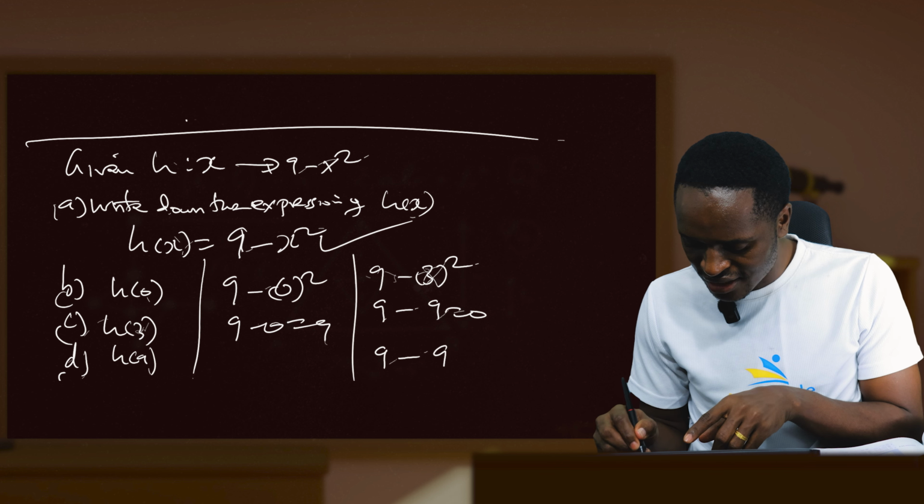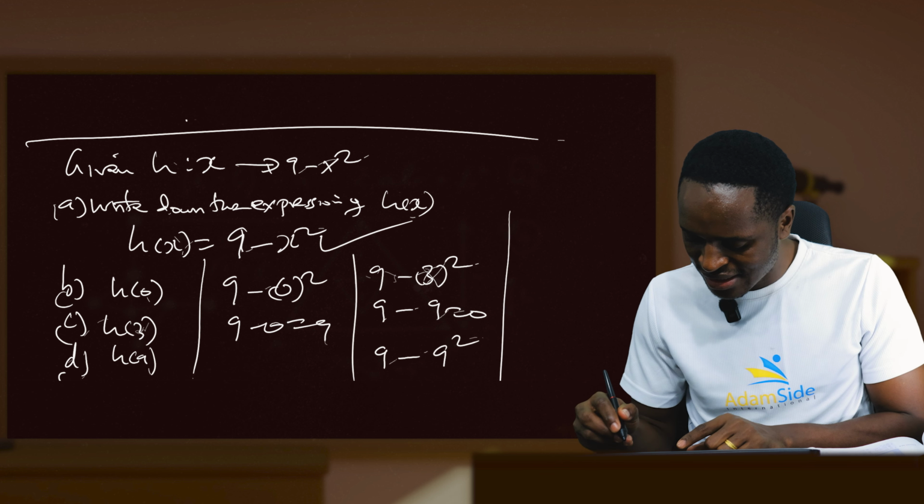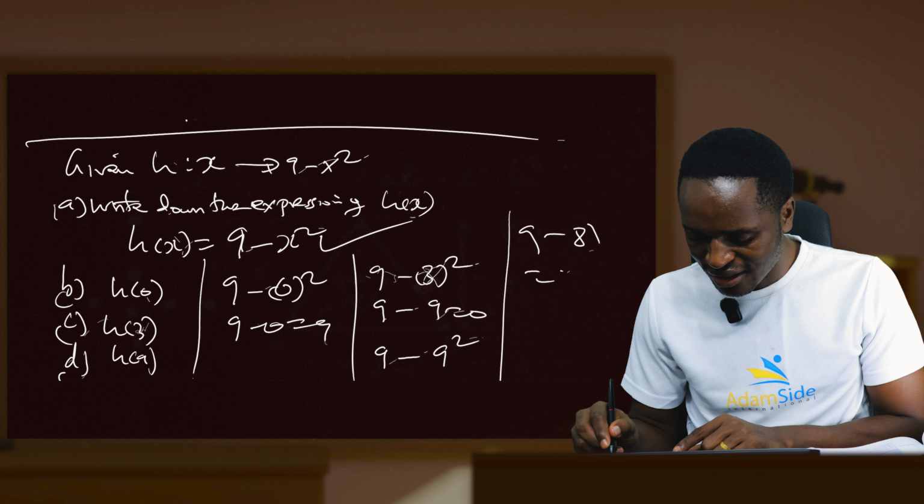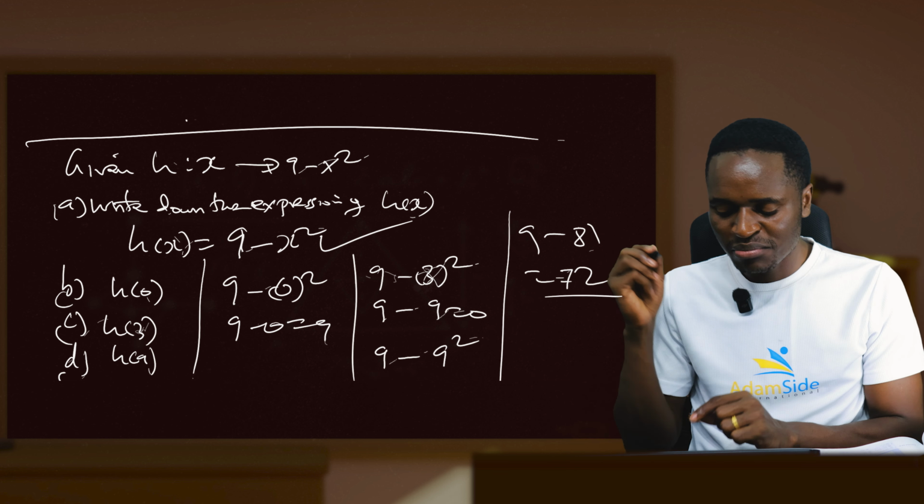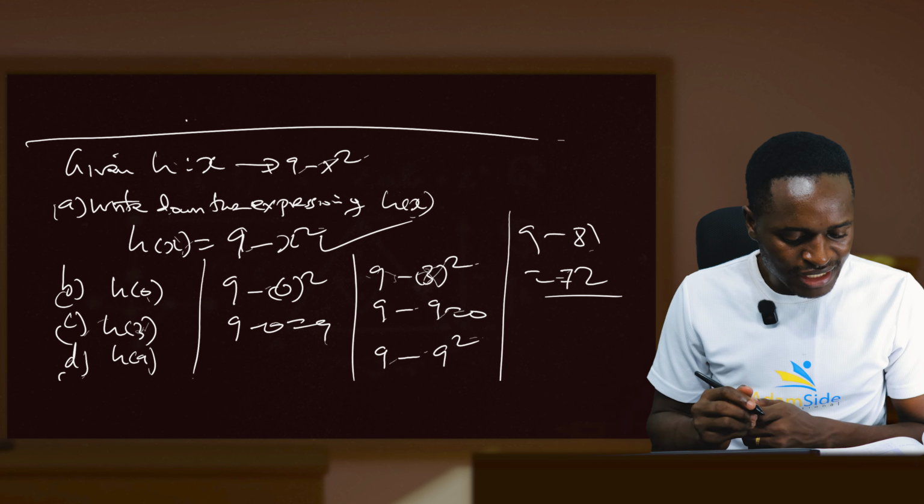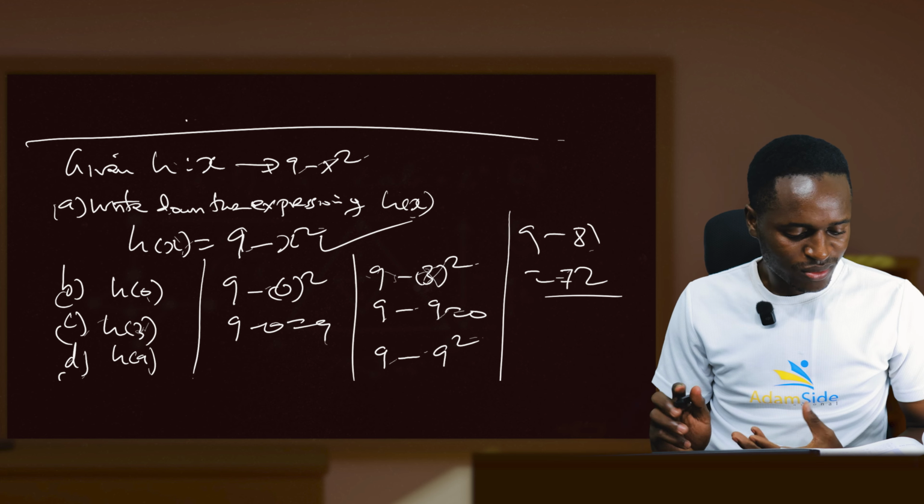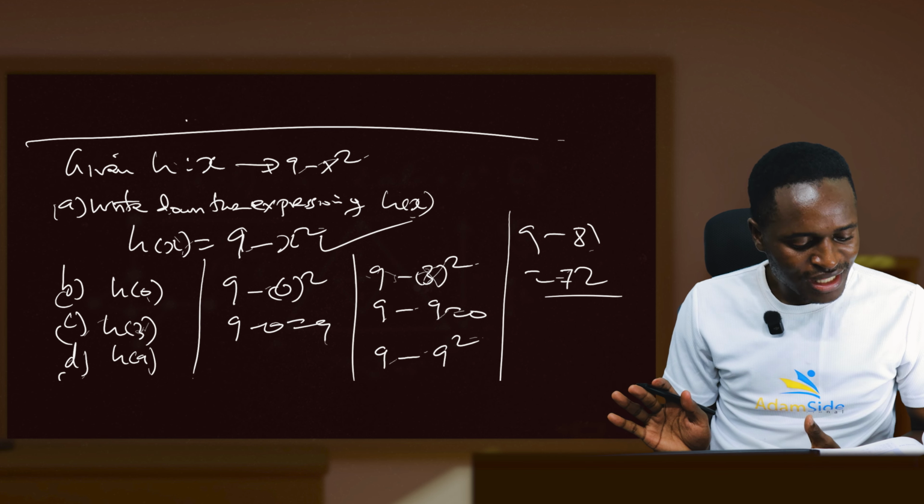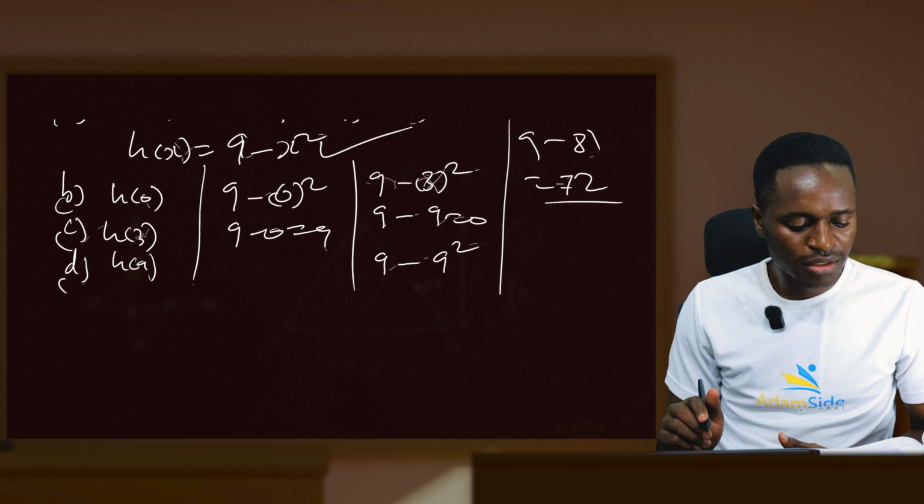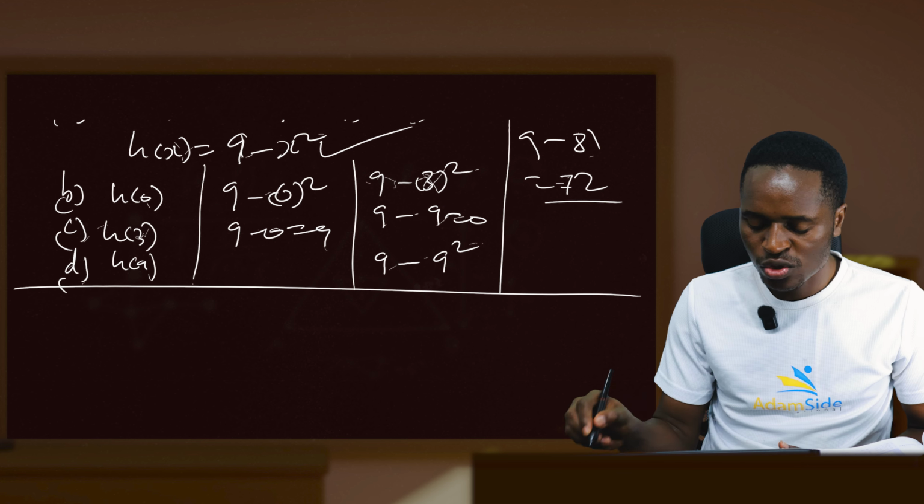Then say 9 minus, it's replace. So where there is x, 9 squared. So that is 9 minus 81. And that becomes negative 72, because a small number minus a big number will obviously be negative. Wow, that's simple. Now another concept, another example that you can be examined on in functions, it's this one.